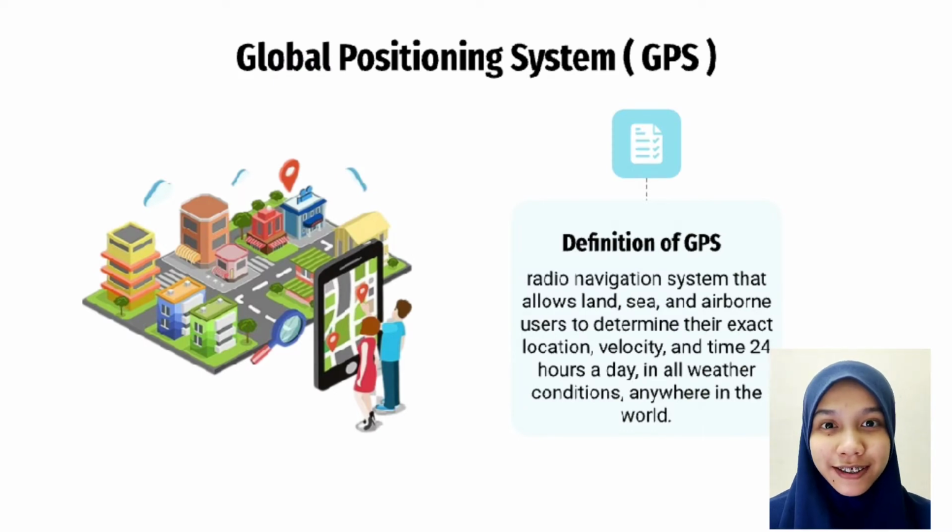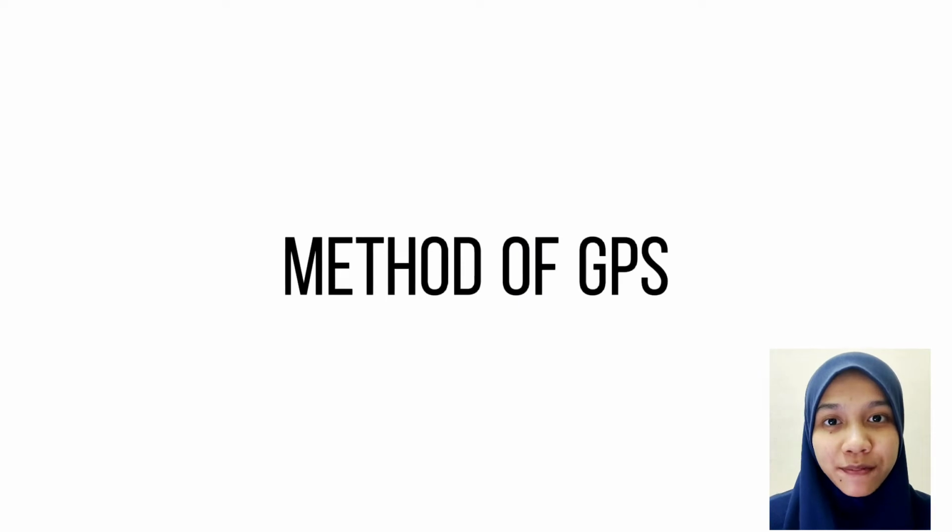So before we get started, I will tell you what is the definition of GPS. GPS is actually a radio navigation that allows users such as airborne users, sea users, or land users as well to find and determine the exact location at anywhere, anytime at all. So we have 5 methods of using this GPS.